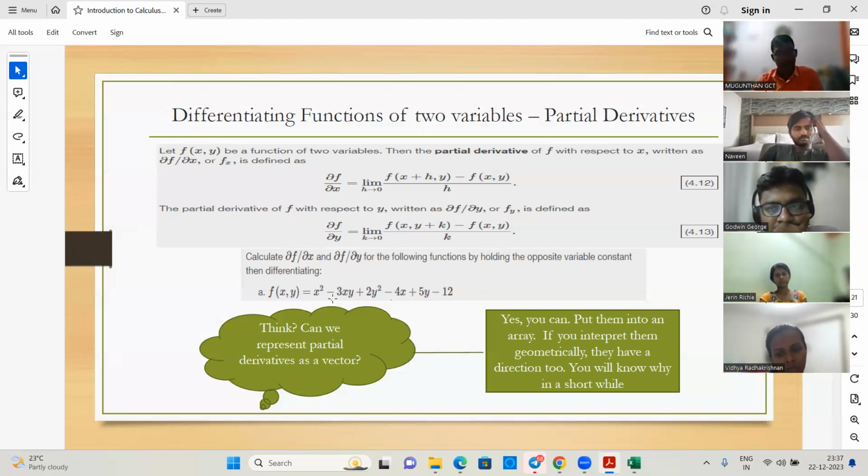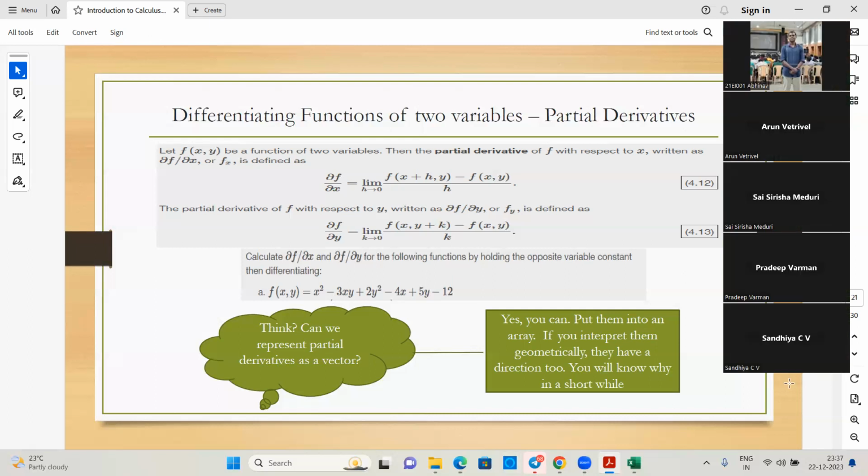Now, the partial derivative of f with respect to y. Take it step by step. X squared: x is constant here, so that term is 0. And it's minus 3xy. Again, x is a constant, so we'll leave it. It's minus 3x.